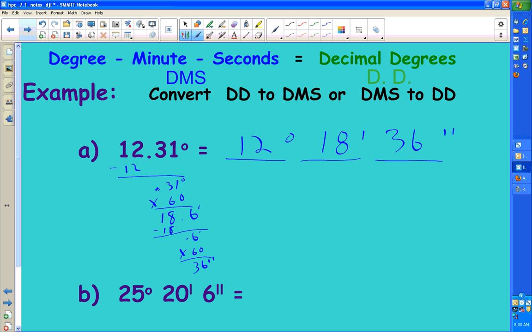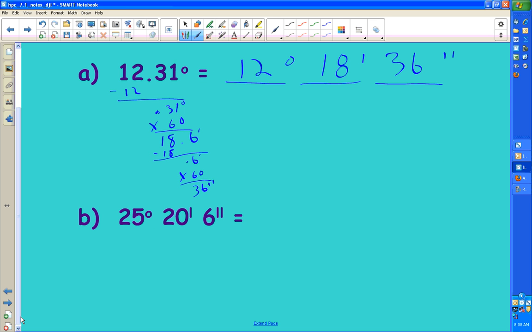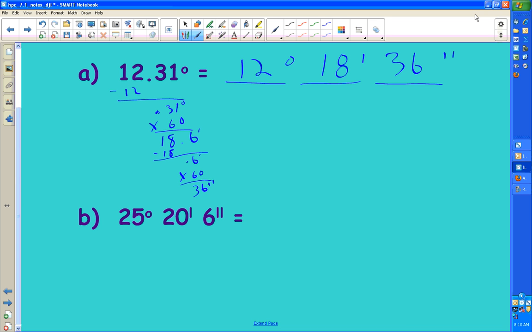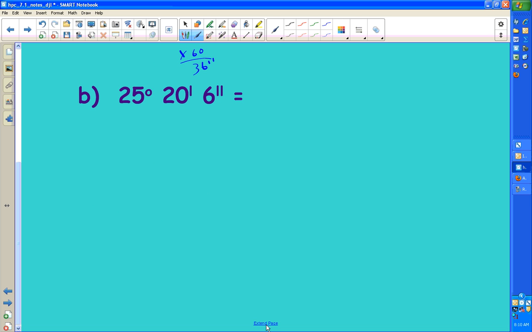See if you can do the 25 degrees, 20 minutes, 6 seconds. See if you can convert that back into degrees only, decimal degrees. All right, so what do we do first? What do you do first? Daniel? Divide seconds by 60. So you take the 6 seconds divided by 60, and that gives you what decimal?